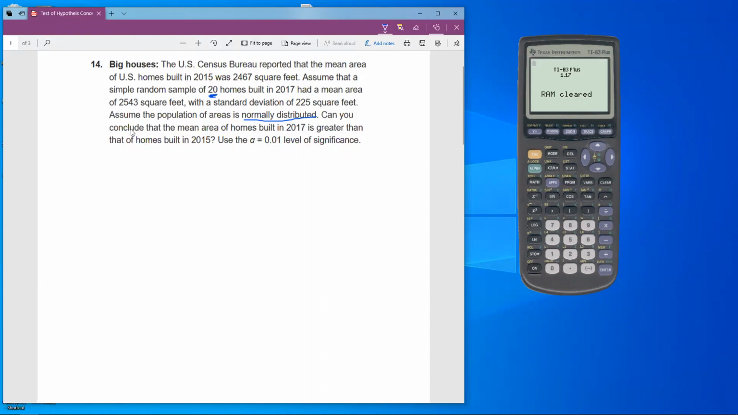Can you conclude that the mean area of homes built is greater than the homes in 2015? Use alpha equals 0.01. So what we're going to go back to is we're going to say, assume a simple random sample of 20 homes had a mean area. Well, what had a mean area? The sample had the mean area with a standard deviation. What standard deviation? The sample standard deviation. Because we have a small sample size that they told us was normally distributed, we need to know that.